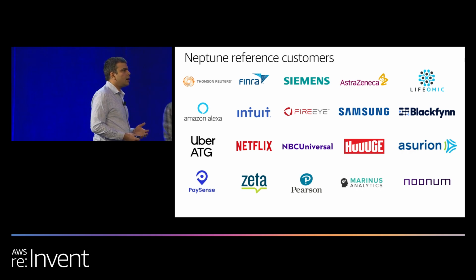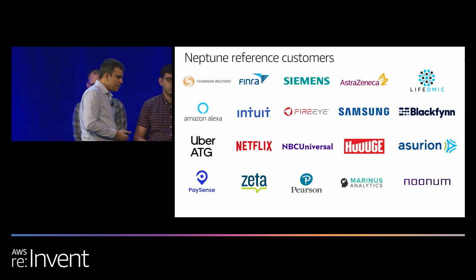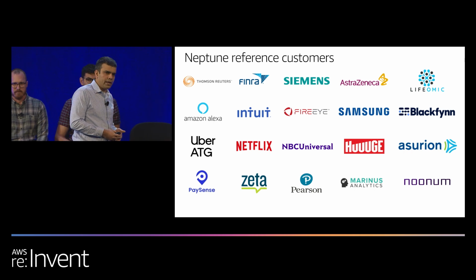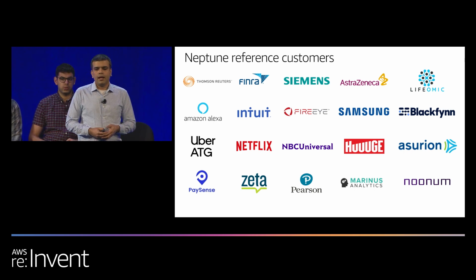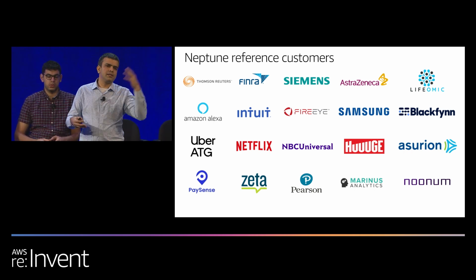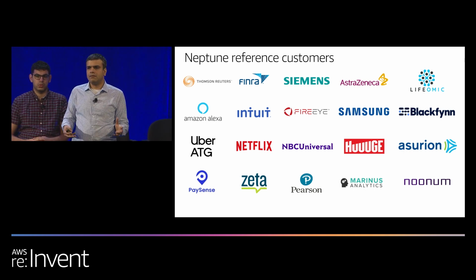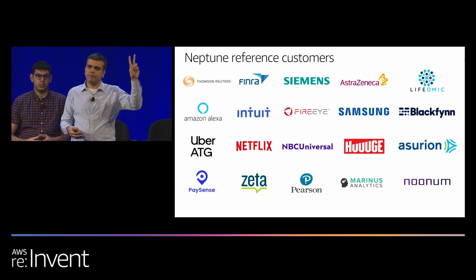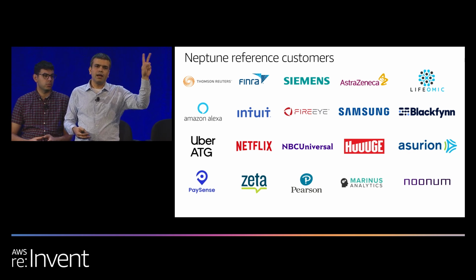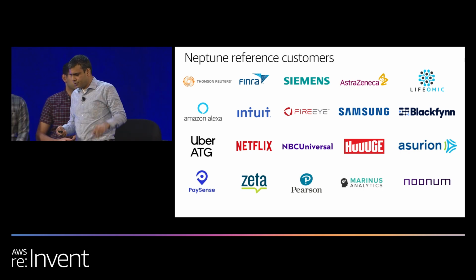Switching gears a bit, here's the list of customers that are using Neptune today in production. And we talked about many of these when we were looking at use cases. Of this list, we're going to focus on 2 customers today, NBC Universal and Uber ATG, like I called out.